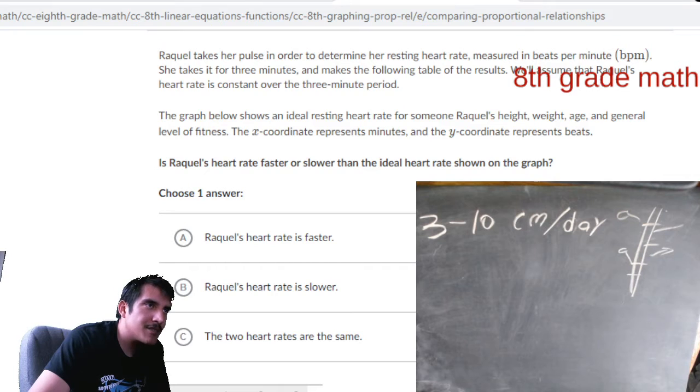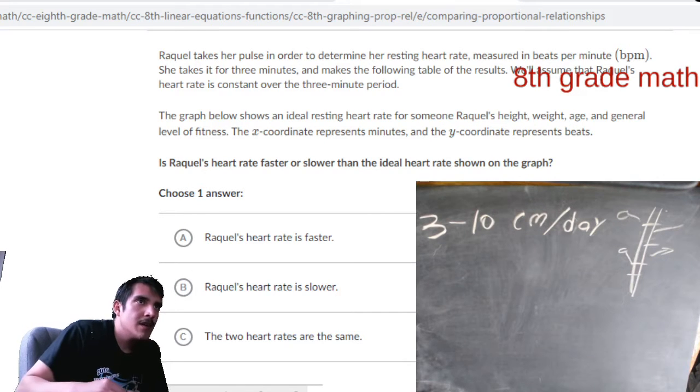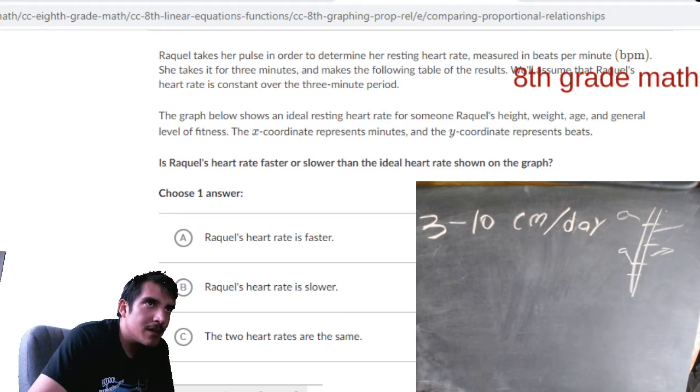Can you guys read that story? Yes. I'm going to move the 8th grade math thing, though. Wow, we've been going 20 minutes, and we've got some good progress going.